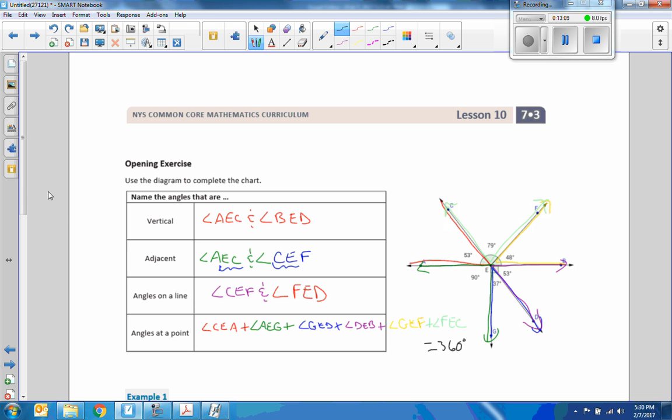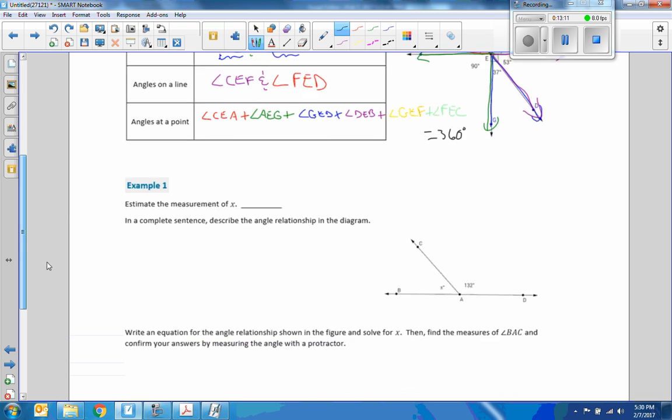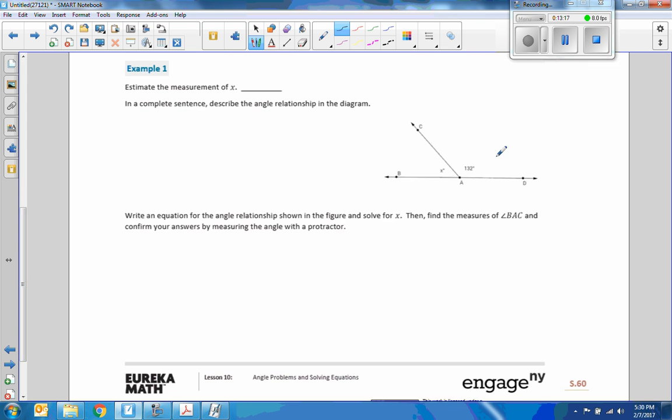So there's an angle, angles at a point. Example 1 says, estimate the measure of angle X. Okay, so now we're looking at this diagram here. Estimate the measure of angle X. I'd say it's estimated at 45 degrees. It looks about that. Just keep in mind that this is 90. It looks like half. Okay, so I'm just estimating 45 degrees.